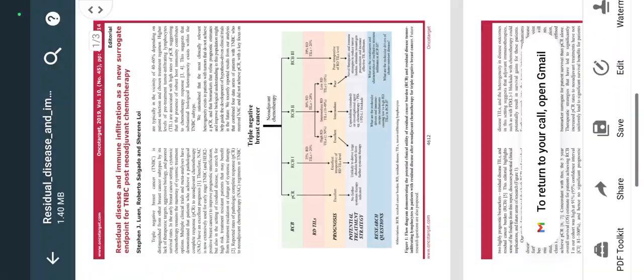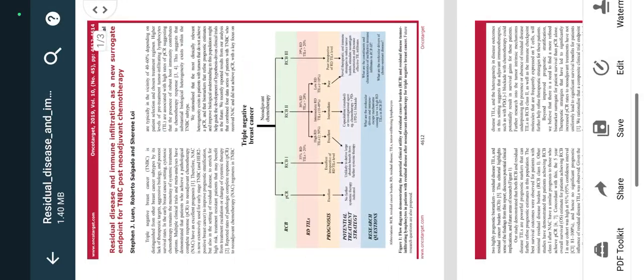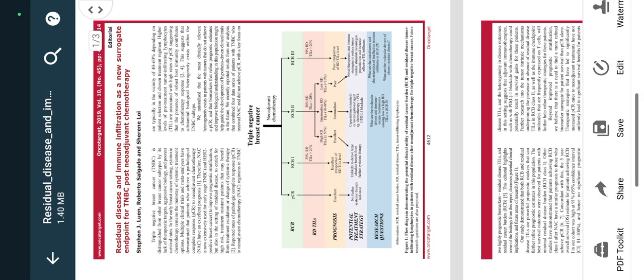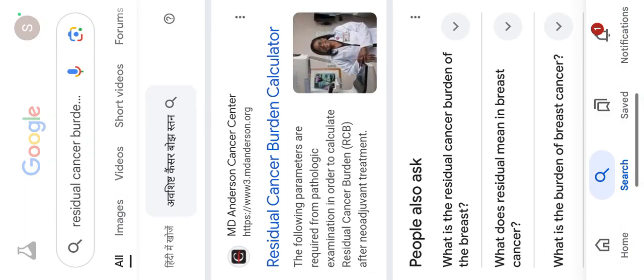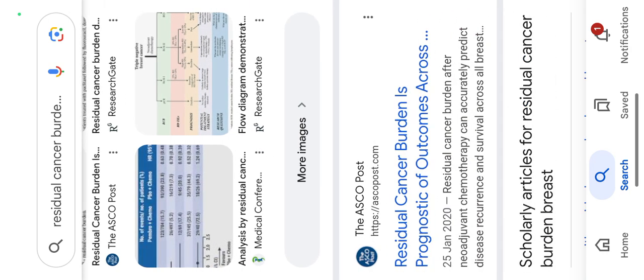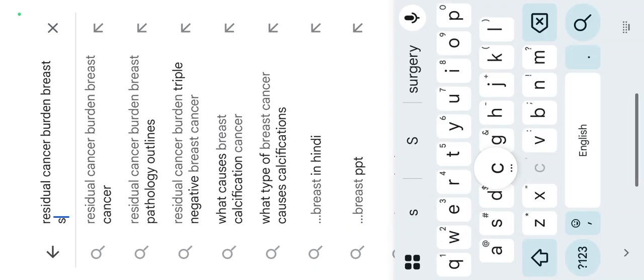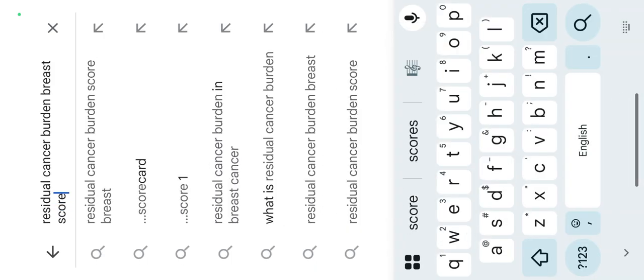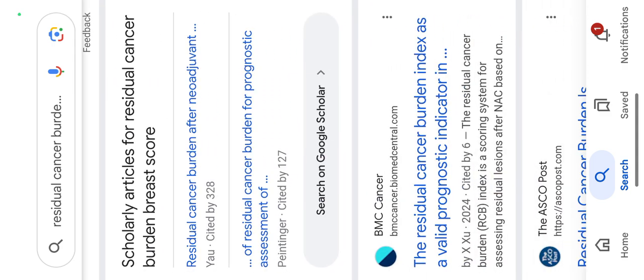So RECIST criteria, does anyone know? What is RECIST? 1.1 is the one that is followed. You tell me what it is. And in breast, what is the minimum to call it a response? Complete or partial response. You tell me first the RECIST criteria, then we will tell what is response in breast specifically.